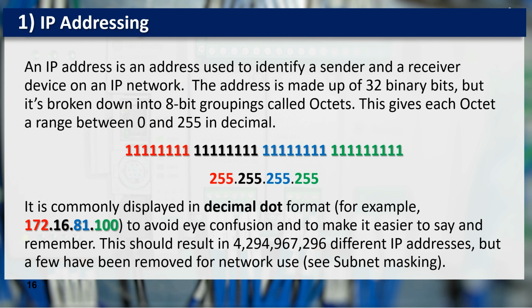For example, 172.16.81.100. This is done to avoid eye confusion and to make it easier to say and remember. In theory, it should result in 4,294,967,296 different IP addresses. But a few have been removed for network use. We'll talk about that in subnet masking.